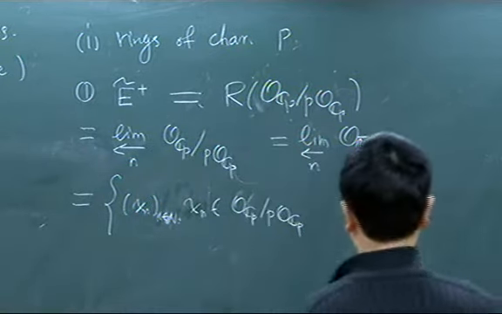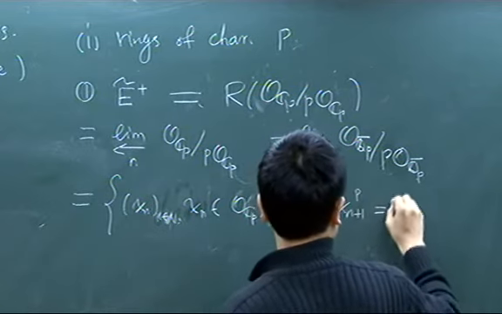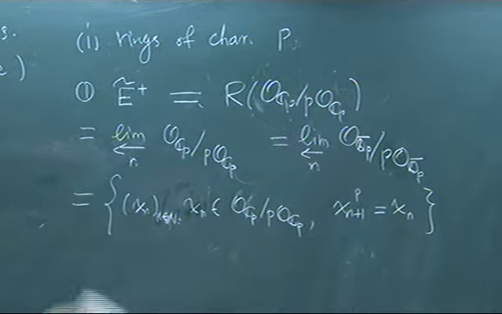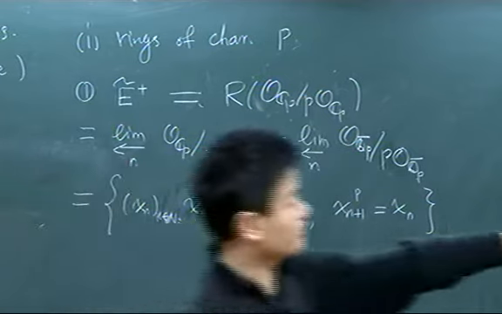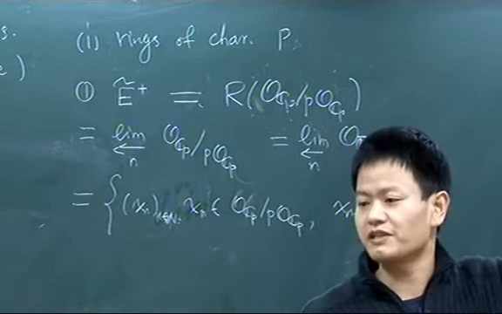Because of that condition, you have x_{n+1}^p = x_n. So that's the element in E tilde plus. Where is the inverse limit? Which one, this one? Yes. The limit, you mean the transition map? It's just x goes to x to the power p.